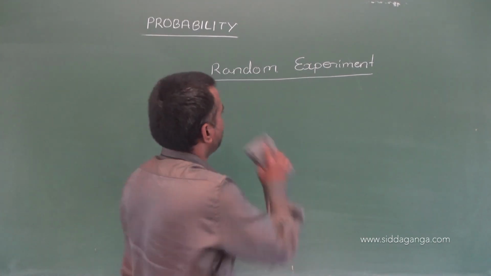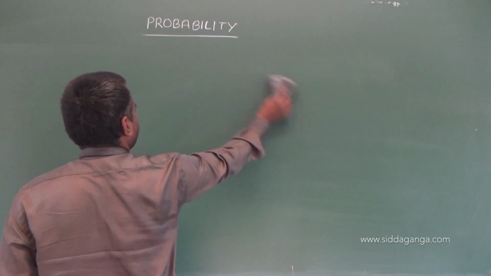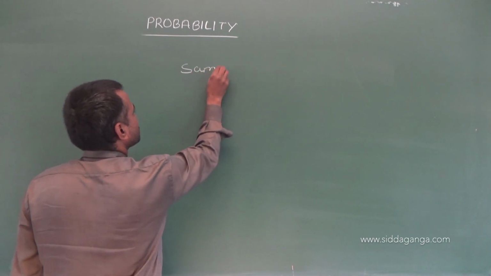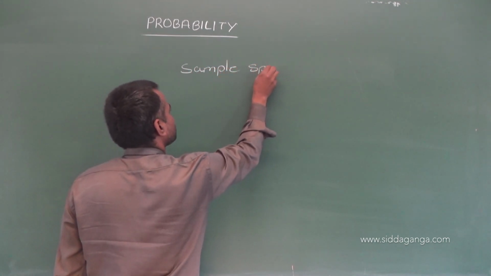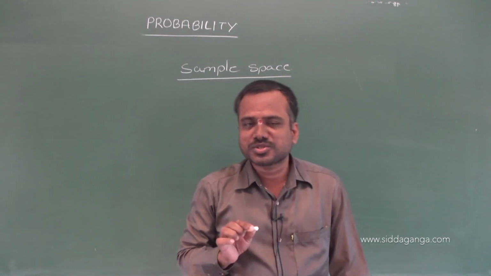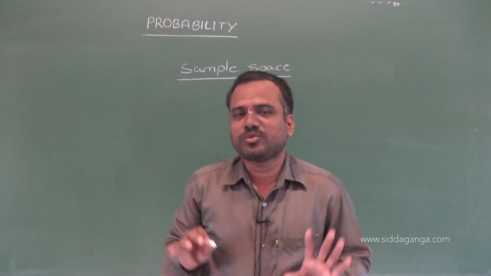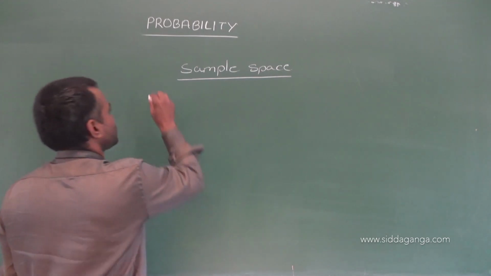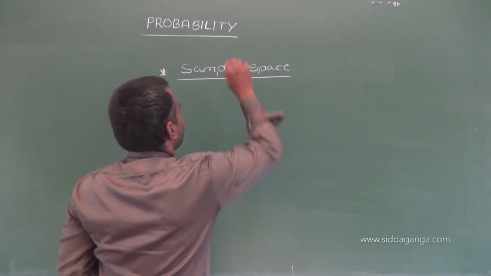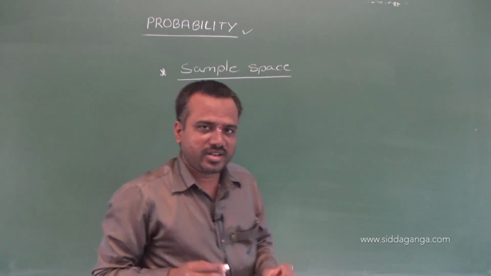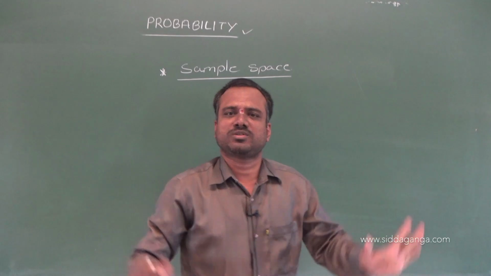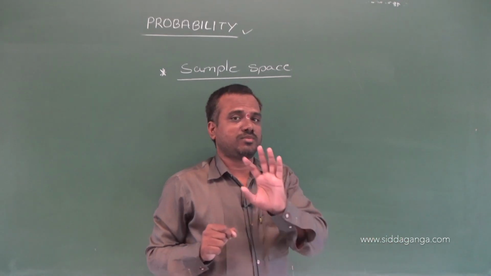Random experiment. After knowing the concept of random experiment, one more very important concept, sample space. This is very important. Sample space. So know very well about this one. Today I discuss this concept, because if you know very well about sample space, then probability is very easy. If you write the sample space, probability chapter is completed. That is why observe very carefully.